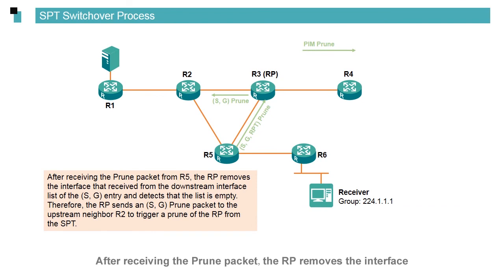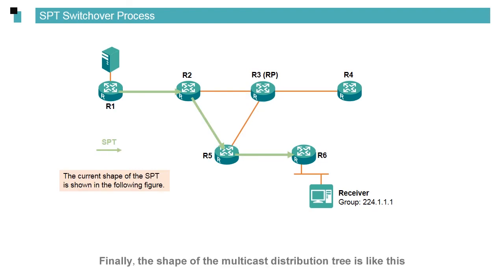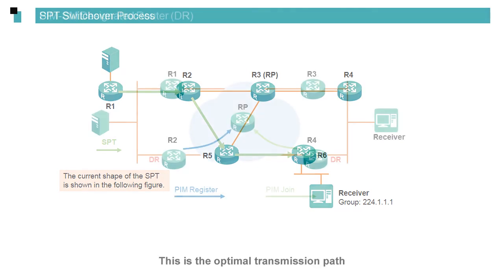After receiving the prune packet, the RP removes the interface that received the packet from the downstream interface list of the SG entry and sends a prune packet along the route to the source. After receiving the prune packet, R2 removes the interface that received the packet from the downstream interface list of the SG entry. Finally, the shape of the multicast distribution tree is like this. This is the optimal transmission path.